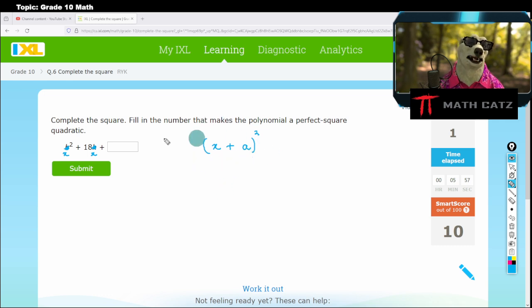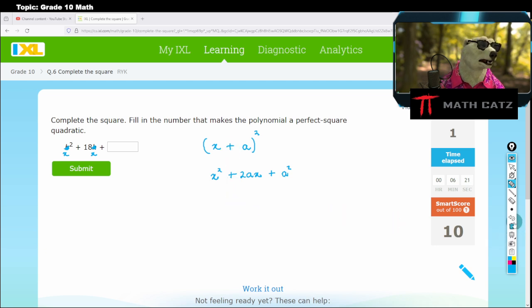So I'm trying to make this look like this. And I know how to simplify this. This simplifies to first one squared, product of the 2 times 2, last one squared. And this second term has a plus because I started with a plus, as we saw last time.